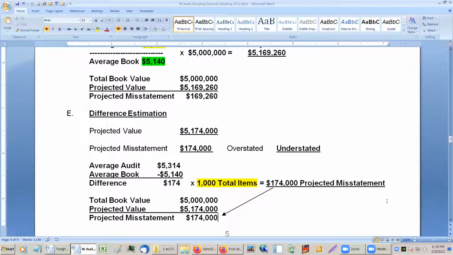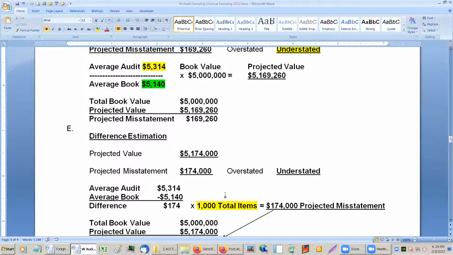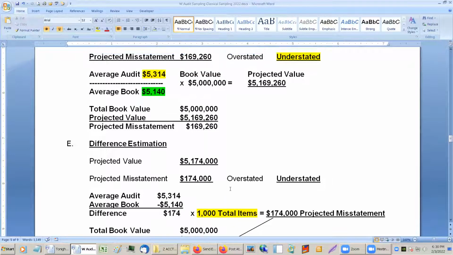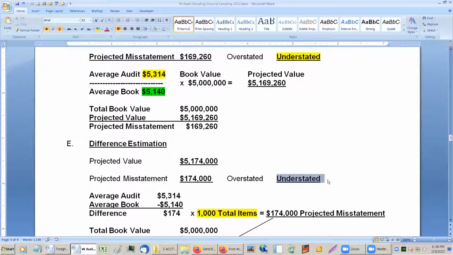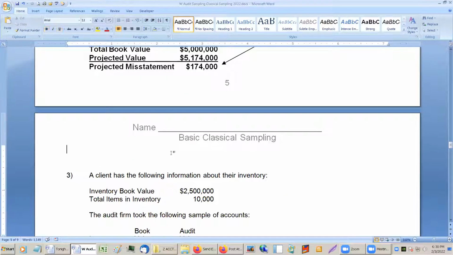I have a quick question. In example 1, all 3 of the different estimations resulted in an overstatement, and in this example 2, they all ended up in an understatement. Is that typical?